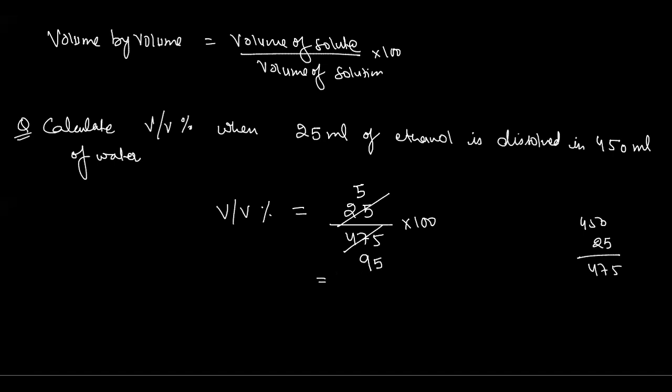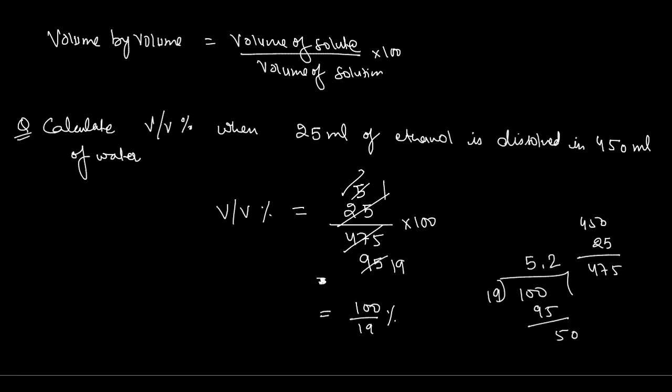Again, when you divide it, 5 ones are 5, and 5 19s are 95. So you will get here 5/100/19%. And when you divide 100 by 19, 19 5s are 95, then again 5 here, then 0, and so on. We'll get something that is approximately equal to 5.26%, which is the correct answer.